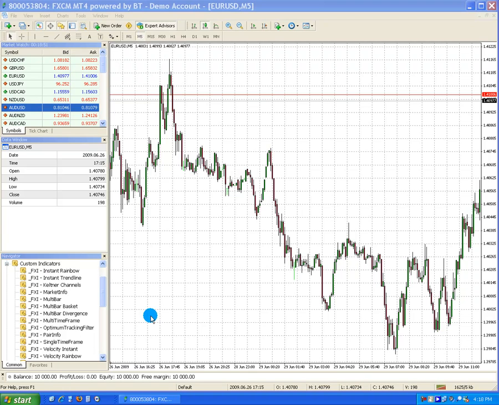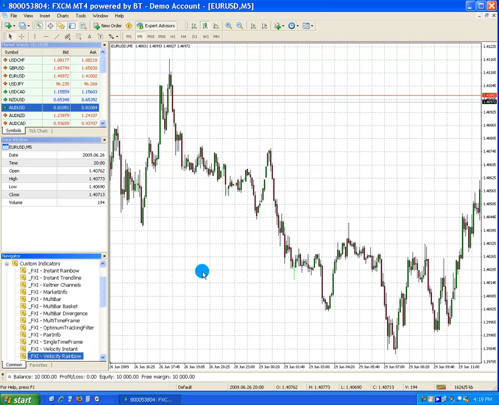Hi, and welcome to the FX Internals Velocity Rainbow indicator demonstration. Today we'll be showing you what the FXI Velocity Rainbow indicator does and what the settings are. A brief description of this indicator is that we plot the velocity, or the difference of two low latency lag moving averages, across multiple time frames.